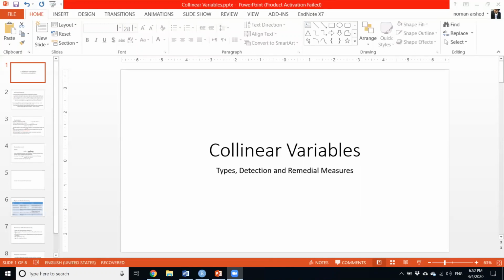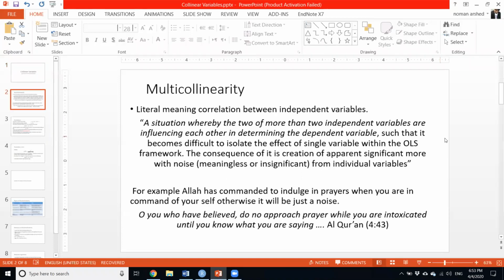It will occur when your independent variables are collinear to each other. The word collinear can easily be understood by another word, meaning correlated. So if independent variables are correlated, it will lead to some problems which are discussed here. So first of all, we will define multicollinearity. Its literal meaning is correlation between independent variables.